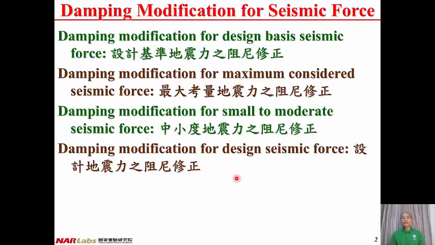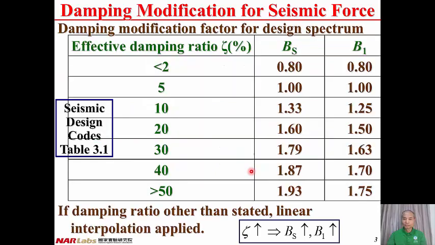And here are some terminology. Damping modification for design basis seismic force, 设计基准地震力之阻尼修正. Damping modification for maximum considered seismic force, 最大考量地震力之阻尼修正. Damping modification for small to moderate seismic force, 中小度地震力之阻尼修正. Damping modification for design seismic force, 设计地震力之阻尼修正. From the three forces, we take the maximum one to be the design seismic force.